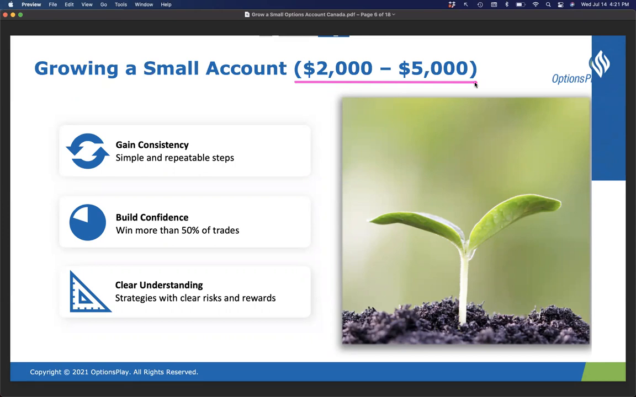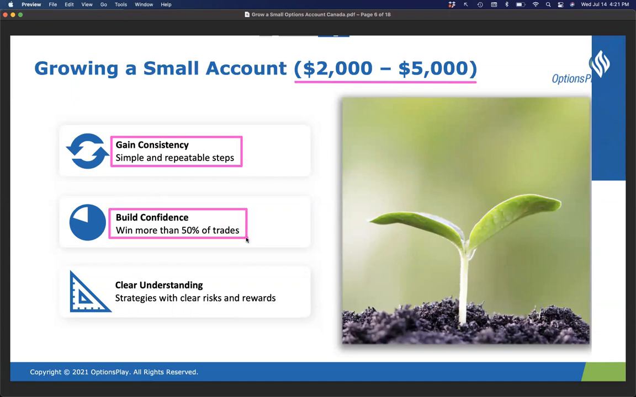In the meantime, you can paper trade. In the meantime, you can learn. But once you have that $2,000, then you can start applying some of the strategies here today. Now, what I'm going to walk you through here are 3 steps. Number 1, gaining consistency. How can we build simple and repeatable steps that you can follow so that you can sustainably grow a small account?